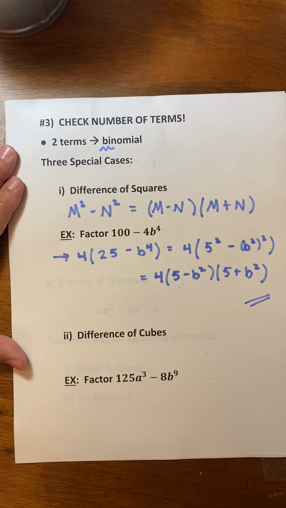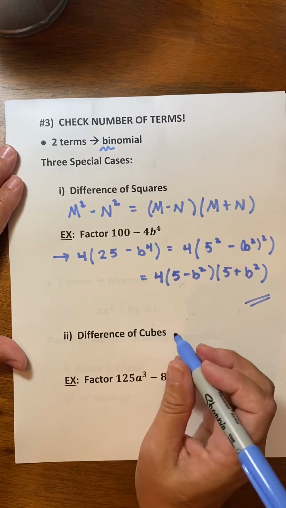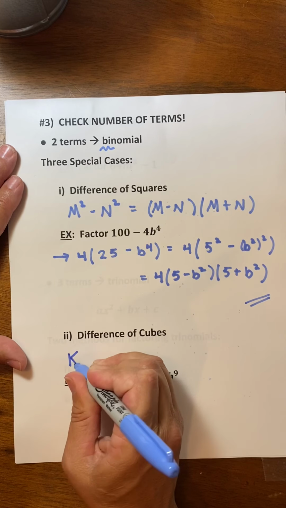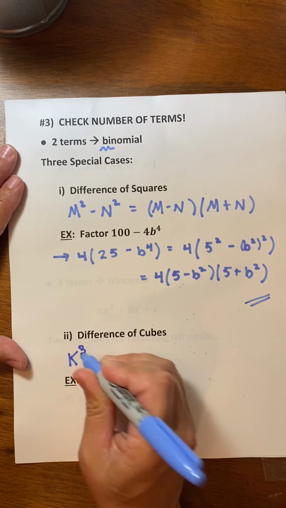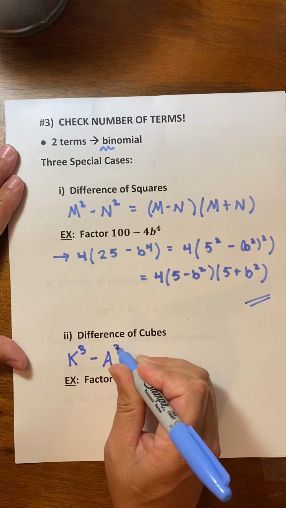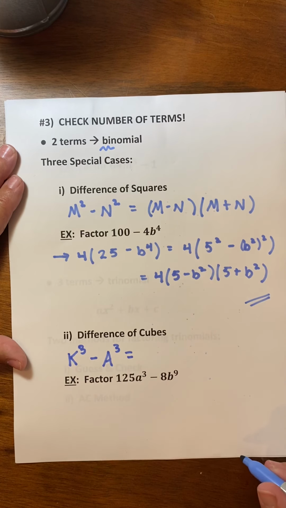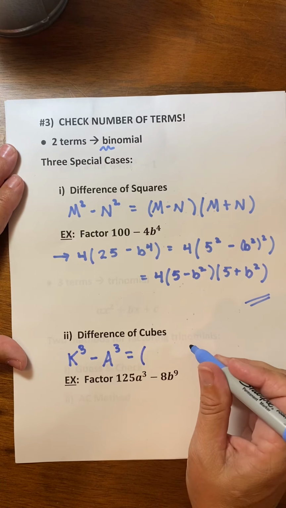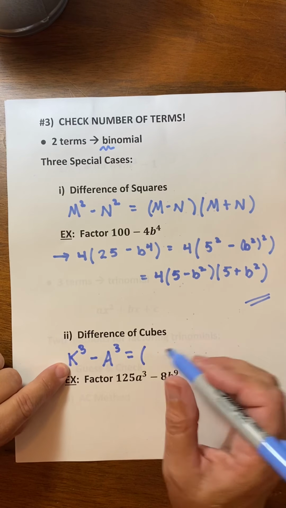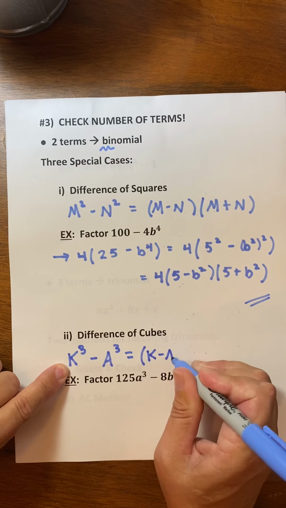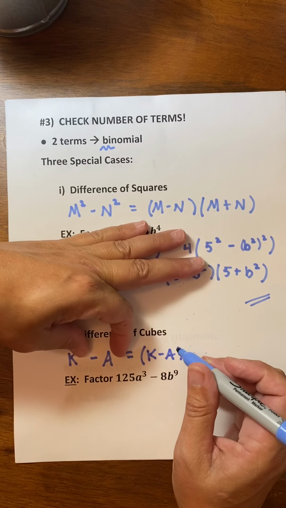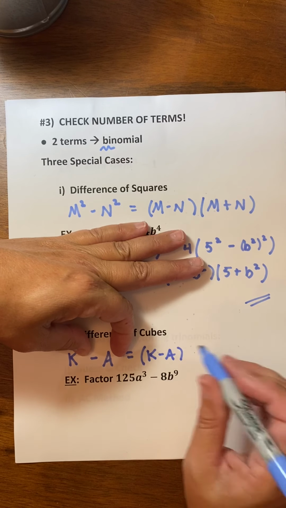Difference of cubes. Let's do k cubed minus a cubed. Okay. So difference of cubes always factors. It's going to be k minus a. So we're going to write the expression without the powers.